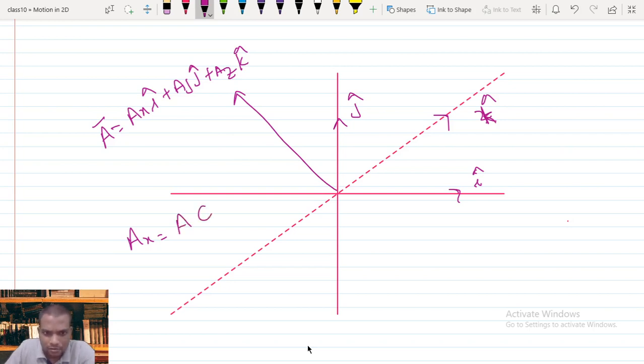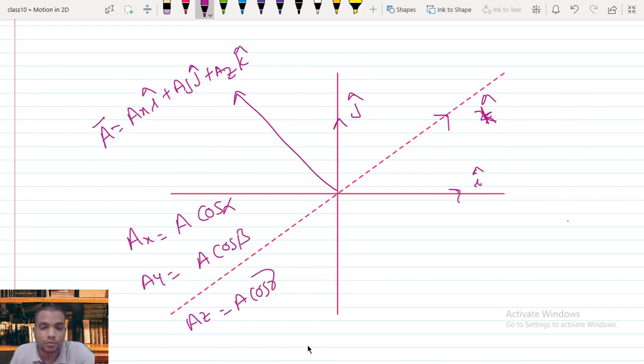So Ax equal to A cos alpha, and Ay equal to A cos beta, and Az equal to A cos gamma. So here, what are these new fellows? Alpha, beta and gamma are the angles made by the given vector with the three axes.